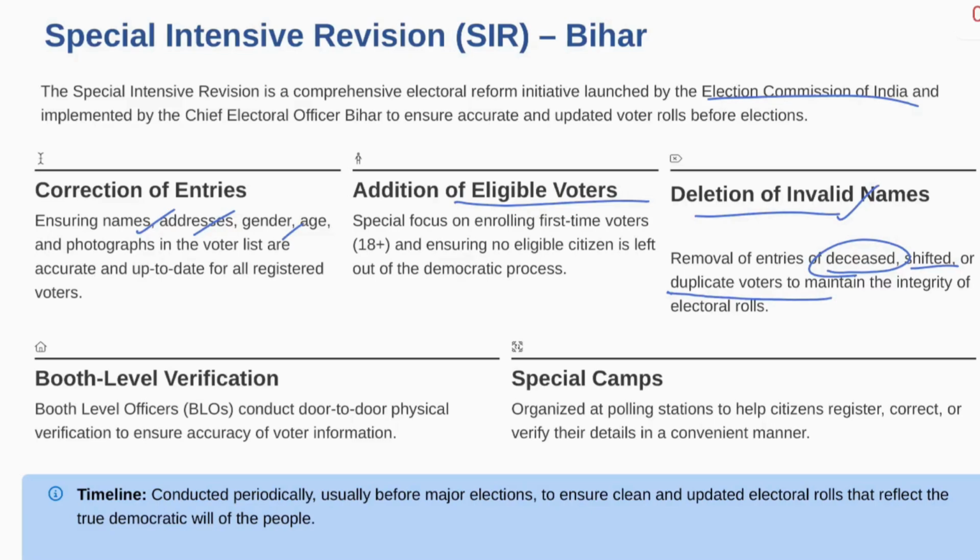Booth level verification. Booth level officers conduct door to door physical verification to ensure accuracy of voter information. Special camps are organized at polling stations to help citizens register, correct, or verify their details in a convenient manner.